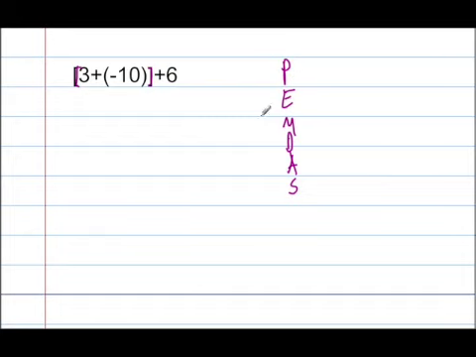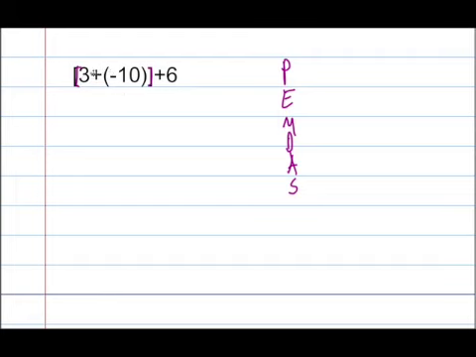So P is for parentheses. I'm going to look in my first parentheses right here. So it's just the number negative 10. So I can't do anything to that. So I'm going to look to my next parentheses. And remember, brackets are the same as parentheses. So what's 3 plus negative 10?